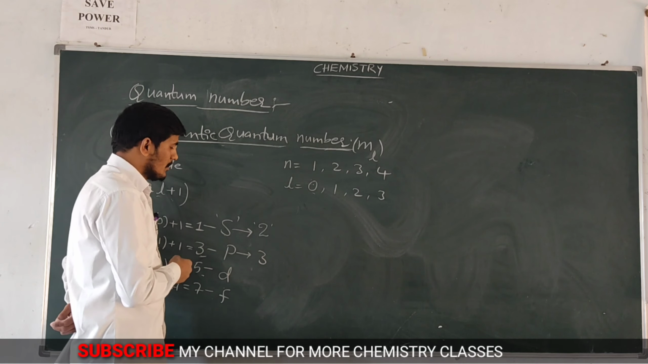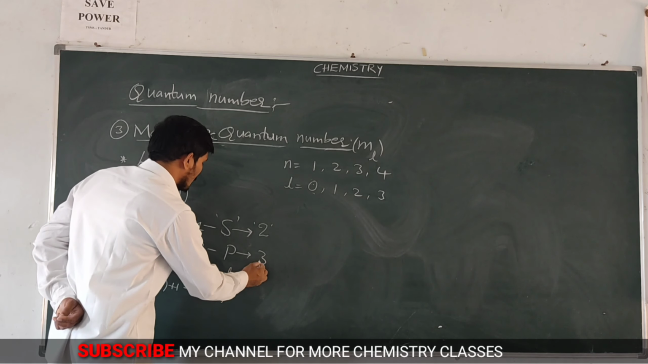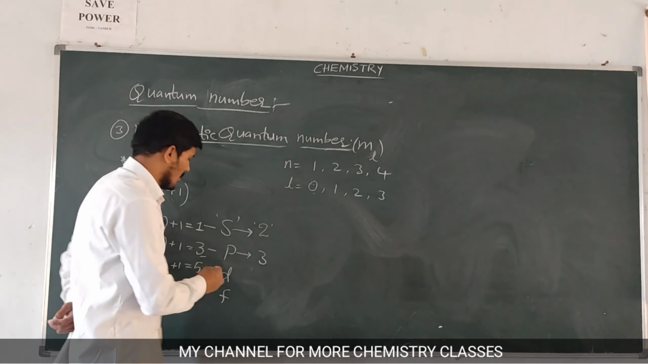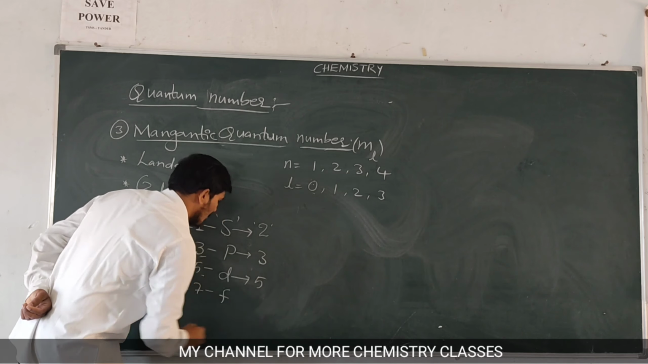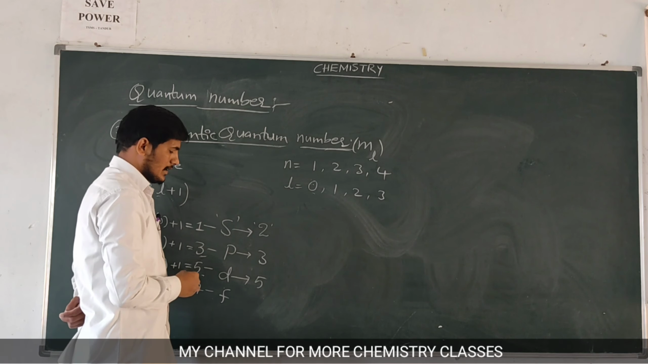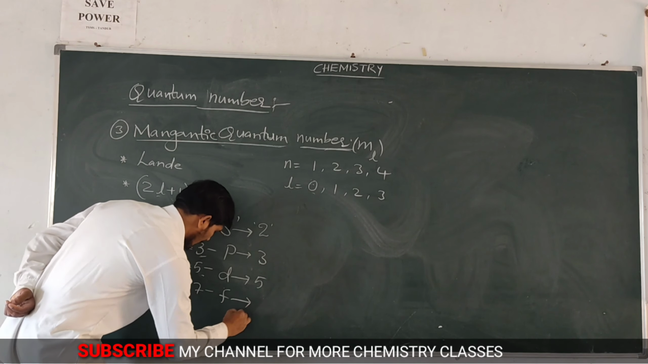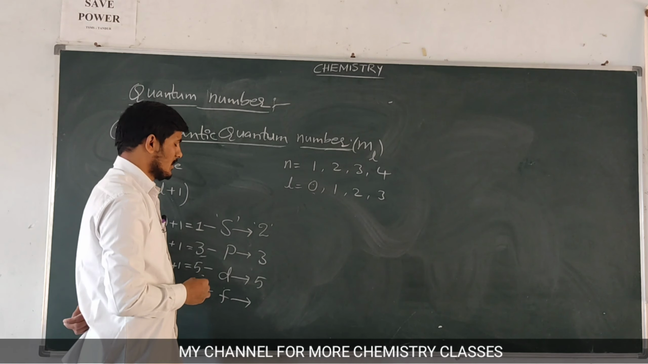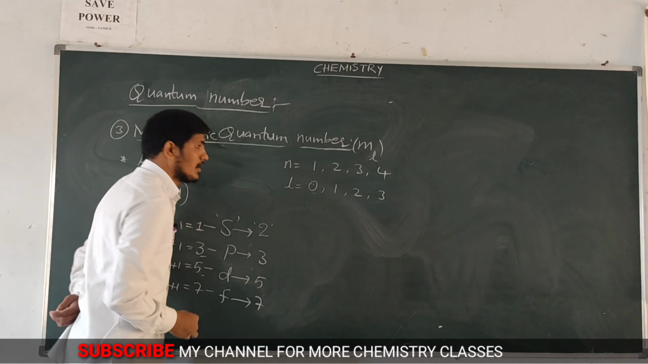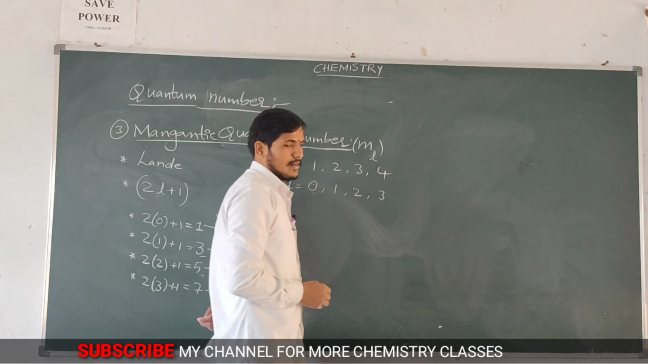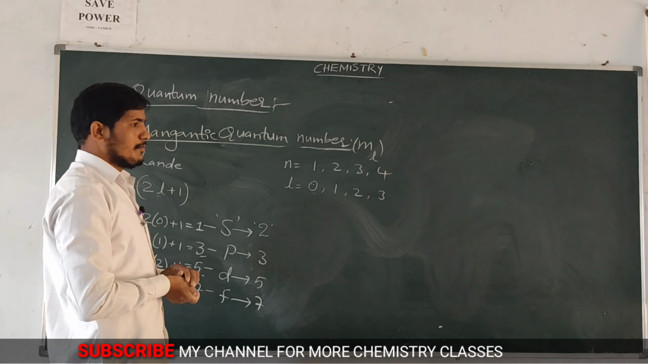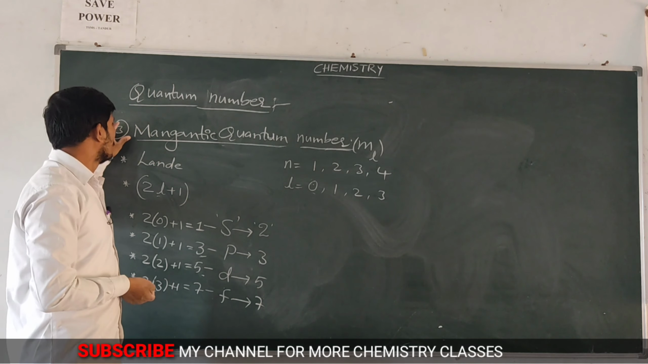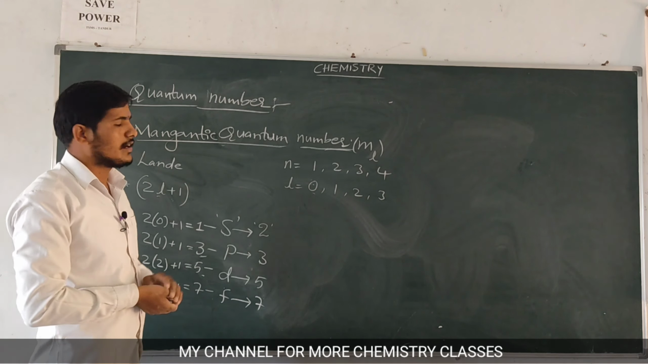The p has 3 orbitals, so it gives 6 electrons. Next, d has 5 orbitals, so it gives 10 electrons accommodation. F has 7 orbitals, so it gives 14 electrons accommodation in an atom. These are the magnetic quantum numbers. Once again, the third quantum number is the magnetic quantum number.